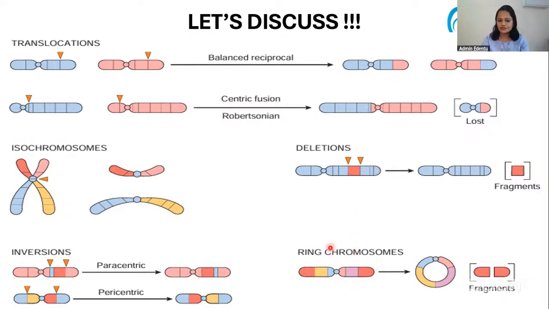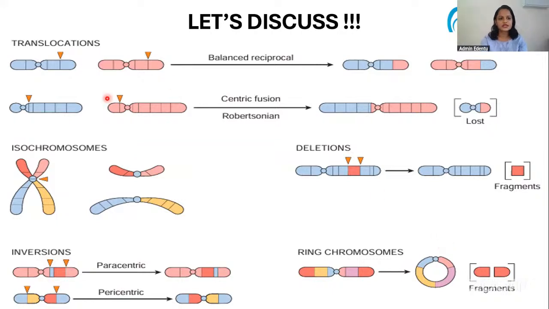Then we have the ring chromosomes. These can be considered a part of the deletion process. The terminal ends of the chromosome get cut out, and those portions fuse with each other and form a ring structure like this. So all these are structural abnormalities of the chromosomes.